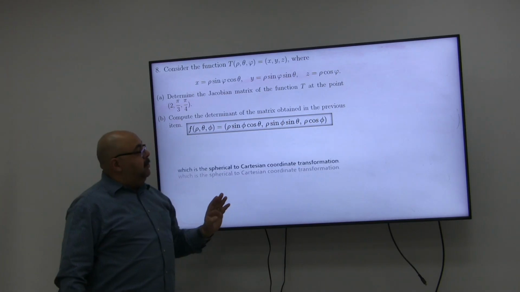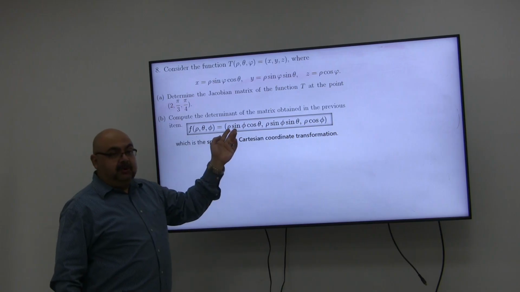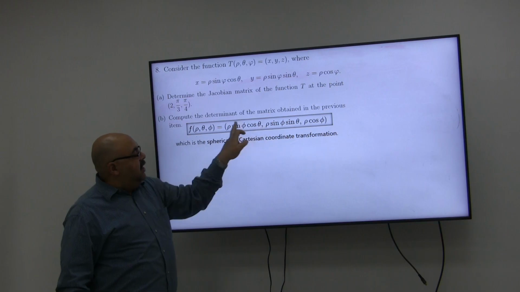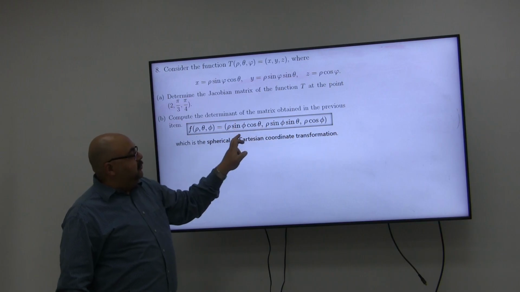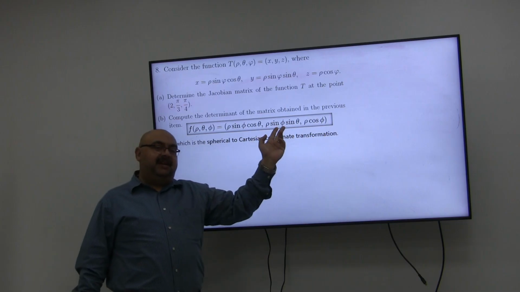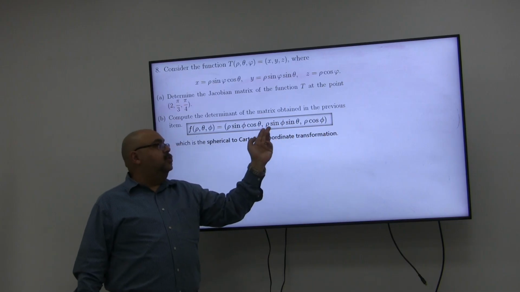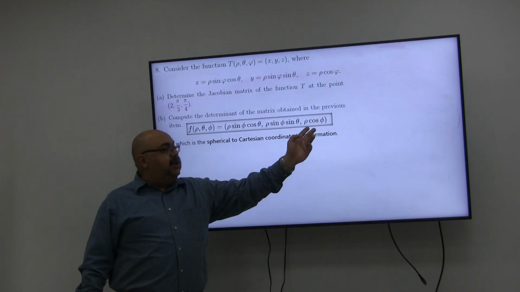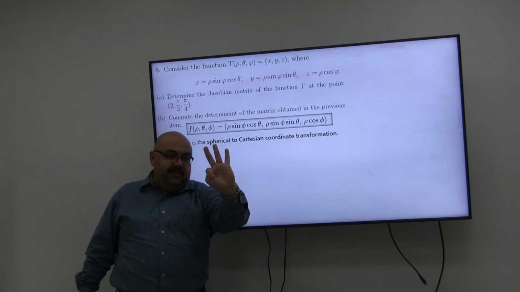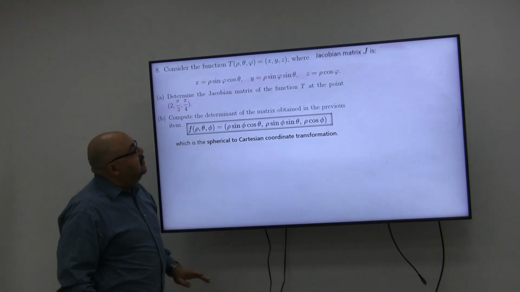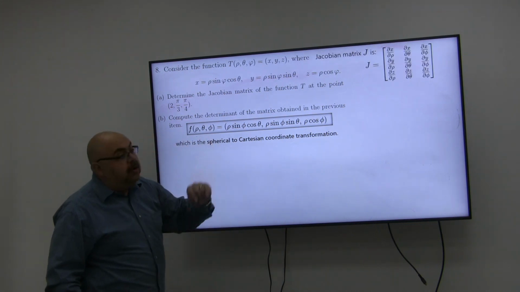So the Jacobian will be: differentiate the first with respect to rho. The first row will be the derivative of this function with respect to rho, with respect to phi, with respect to theta. The second row will be differentiating the second function with respect to rho, phi, and theta. The third will be differentiating rho cosine phi with the three variables: with respect to rho, phi, and theta. That's the Jacobian matrix. Here we go.